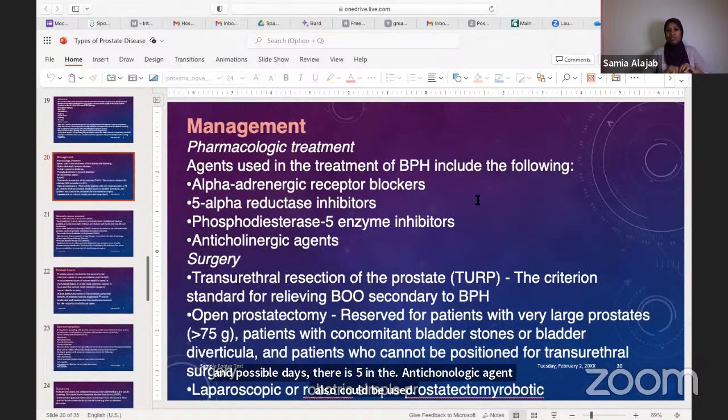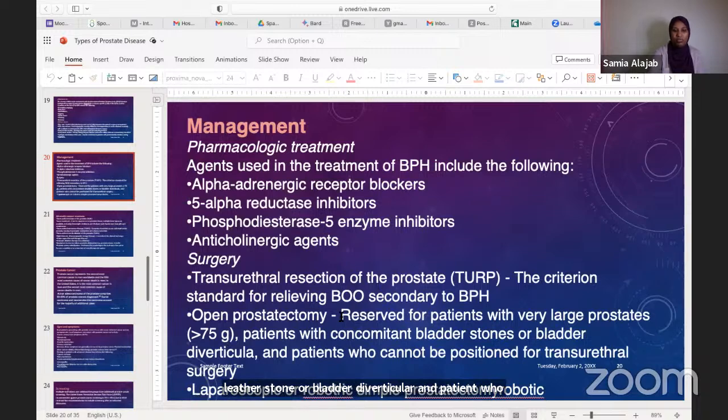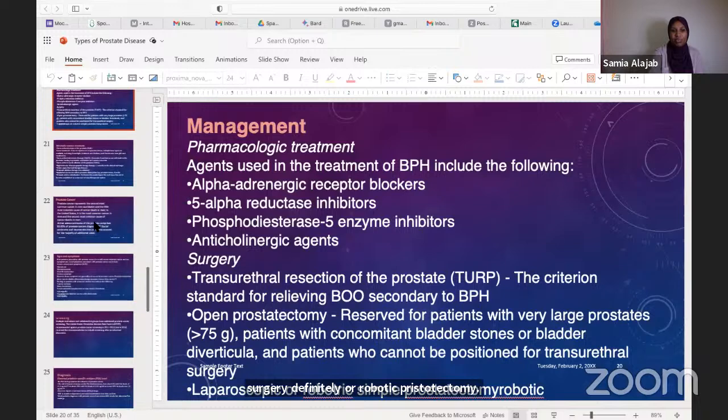For surgery, we can use transurethral resection of the prostate, a complete resection. This is the criterion standard for relieving prostatic outlet or bladder outlet obstruction secondary to benign prostatic hyperplasia. Open prostatectomy is reserved for patients with a very large prostate, more than 75 grams, patients with concomitant bladder stone or bladder diverticula, and patients who cannot be positioned for transurethral surgery. Laparoscopic surgery, definitely, or robotic prostatectomy is also something that we should consider.